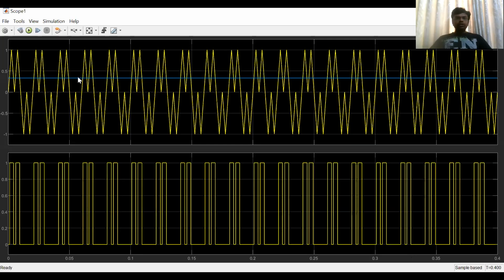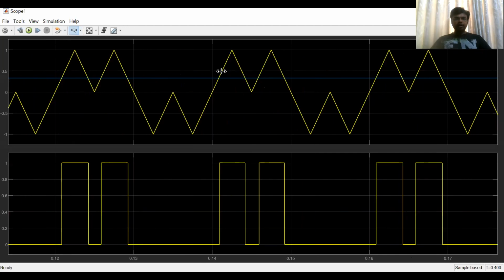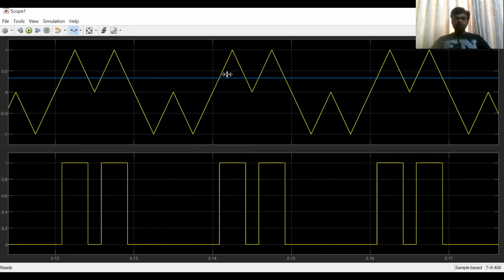these are the pulses to generate the multiple PWM. Whenever your carrier wave is greater than the reference, you will get this one. This is for the positive half cycle, because only this is positive, right? Next, we will go for the negative half cycle.